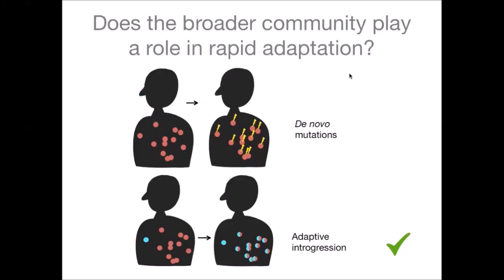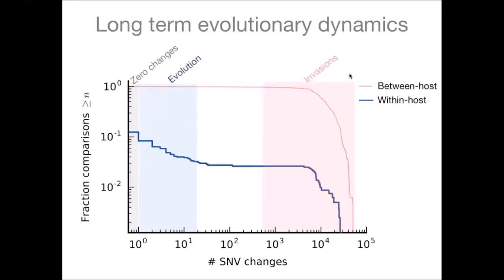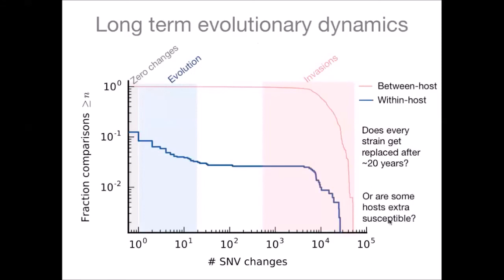Now, the next question we wanted to ask was, what are the evolutionary dynamics over our lifetimes? We've just looked at what's going on inside of us on 6-month timescales, but do these bacteria continue to evolve as we grow old? We saw that a small percentage of our strains get replaced after 6 months. Does this strain replacement continue throughout our lifetime, such that every strain in our body gets replaced after 20 years? Or are some hosts extra susceptible?